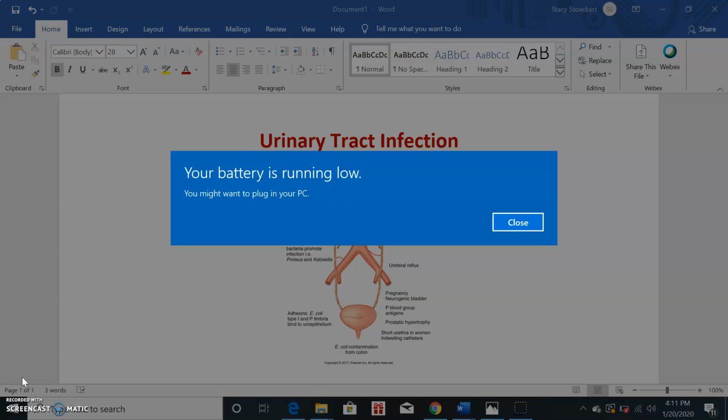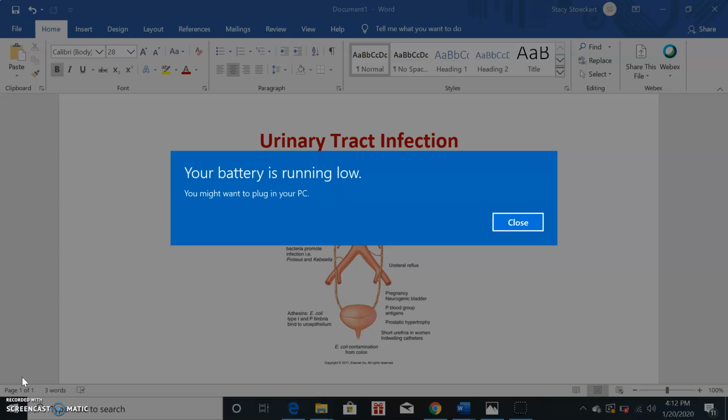UTIs are diagnosed by doing a urine culture. If bacteria is present in the urine culture, an antibiotic regimen is prescribed to the patient. Okay, so we determined cystitis is inflammation of the bladder. Well, pyelonephritis is inflammation in the upper urinary tracts. This could be the ureters, the renal pelvis, or anywhere else in the upper urinary tract. Urinary obstruction and urine reflux are the most common causes of this.